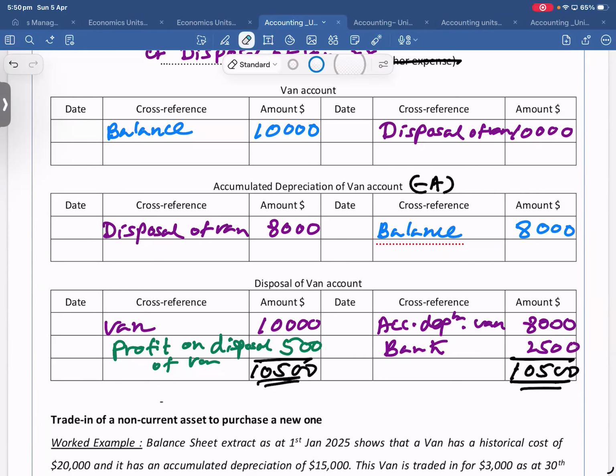So you can say profit on disposal of van. So you are going to credit it, 500. Same, disposal of slash loss, because if it's a debit, then... No. We will have a different ledger account. We don't have two in one. We have just one, either a profit account or a loss account.